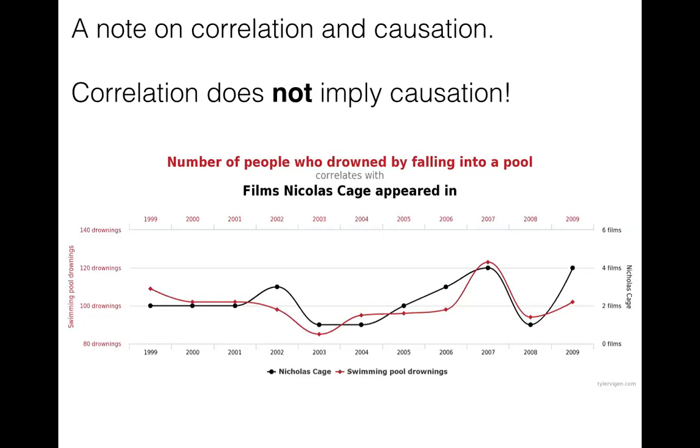So maybe, yeah, as you get older, the older you get, that causes you to be able to throw a discus further. But we can see here that there's a correlation between the number of people who have drowned by falling into a pool and the films that Nicolas Cage appeared in over time. And in fact, we can see that there's a pretty strong correlation. Those numbers seem to match up pretty well each year. But of course, people drowning in a pool does not cause Nicolas Cage to appear in more films. And Nicolas Cage appearing in more films probably doesn't cause more people to drown by falling in a pool.